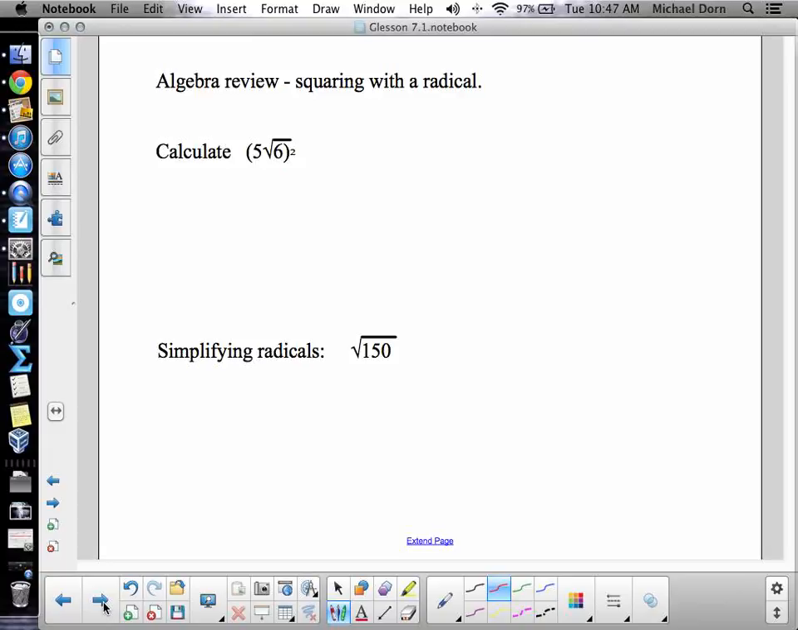Pythagorean triples. Okay, again, a little bit of algebra review: squaring the radical. What if I give you a side that has, in fact, let's give you the practical purpose of this right now. This side is 5 root 6. This side is 13. Find the unknown.